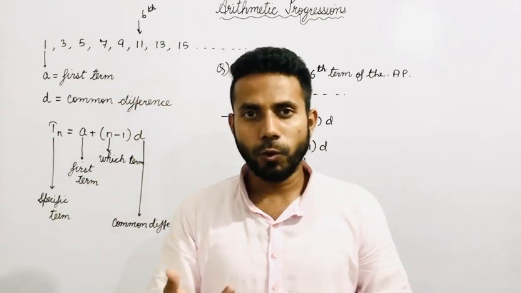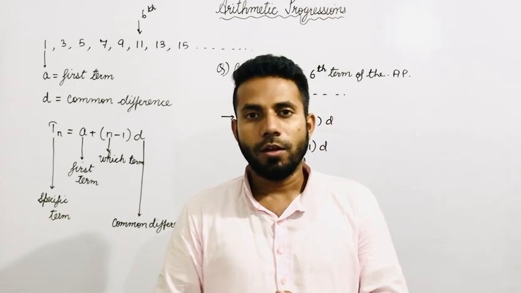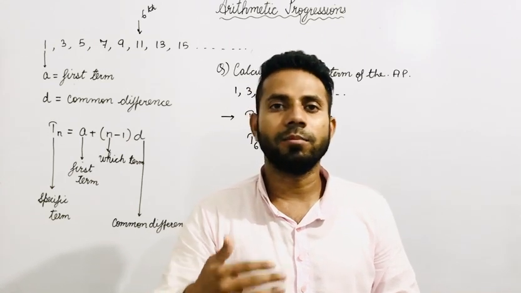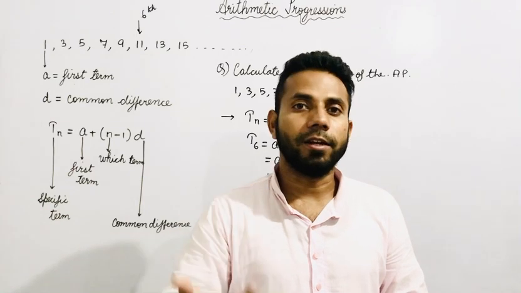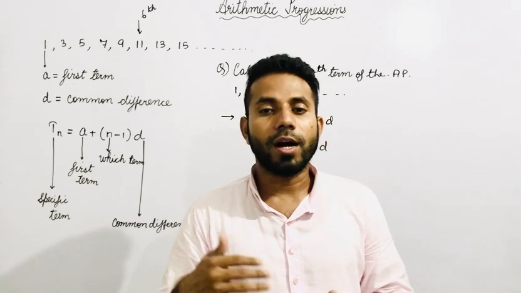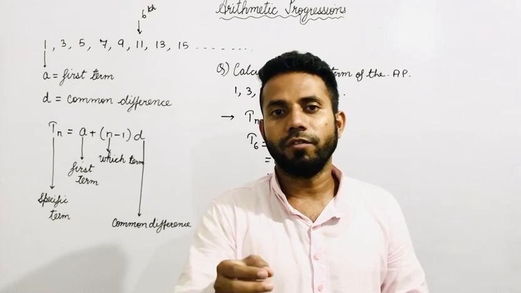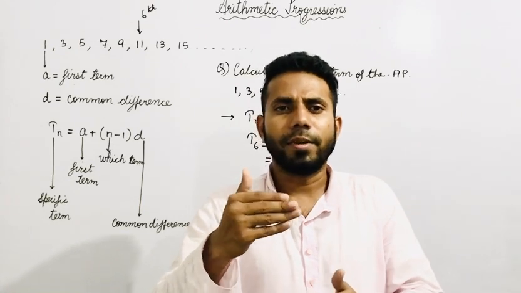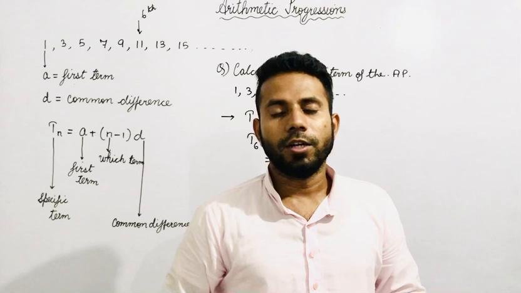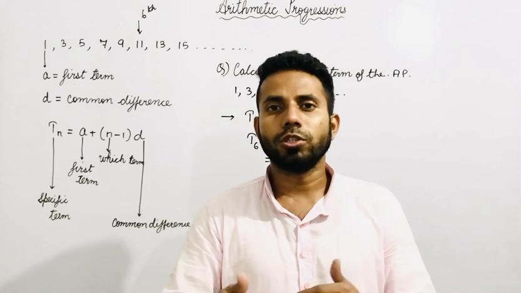If the AP is given to you, then you need to know the value of A, the value of D, and which term you have to find. You may have to find the fifth term, sixth term, seventh term, eighth term, or the general term. Whenever you need to find the general term, you do not put the value of n. But whenever you are asked to find the 5th, 6th, 7th, 8th term, you just put n equals 8, n equals 5, n equals 6. Suppose you have to find the 5th term, it will be T5 equals A plus 4D. Suppose you have to find the 18th term, it will be A plus 17D. So this is how you find it.